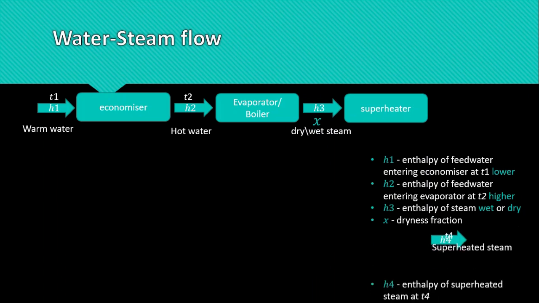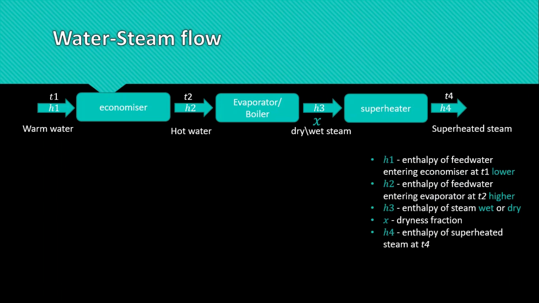And then stage 4, we have H4, which is the enthalpy of the superheated steam at temperature T4 or T-sup, right? And guys, the pressure at stage 3 and stage 4 is the same, so P4 is equal to P3, okay? Now let's move to the formula used to calculate these enthalpies.